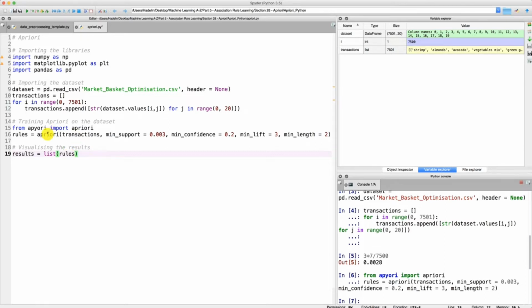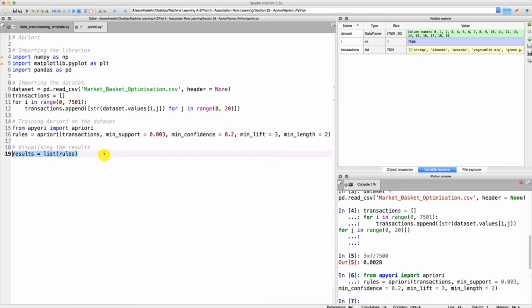This a priori function has its own relevance criterion, but you will see that the rules we're going to get are actually the same rules as we got in R, even if they were not sorted by the same criterion. So the relevance criterion of the a priori function here is very close to the lift relevance criterion, and therefore we'll get almost the same top relevant rules as we got in R. So let's find out about this now.